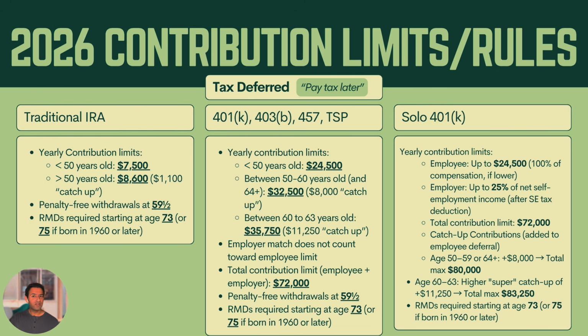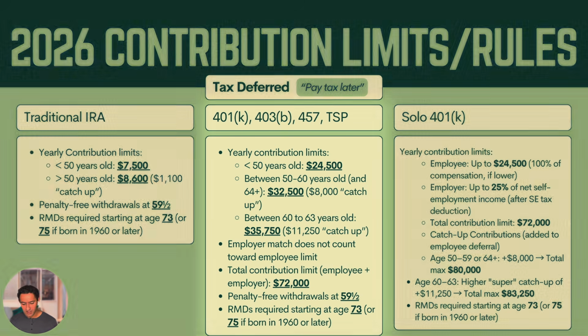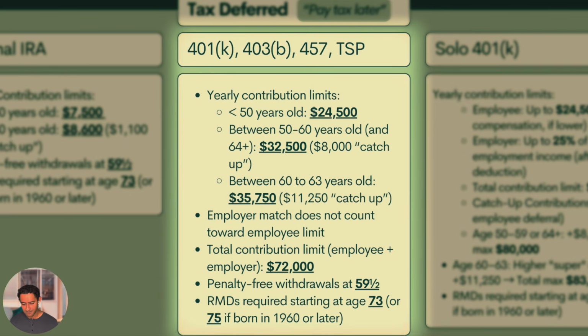Your 401k, 403b, 457, these are all sort of blends of the same type of account here. And the contribution limit, if you're less than 50, is $24,500. Between 50 and 60, you're looking at $32,500. Between 60 and 63, you're looking at $35,750. Now, that is just the employee contribution.